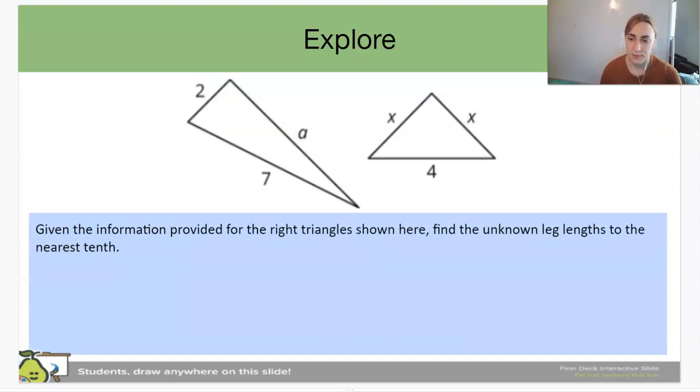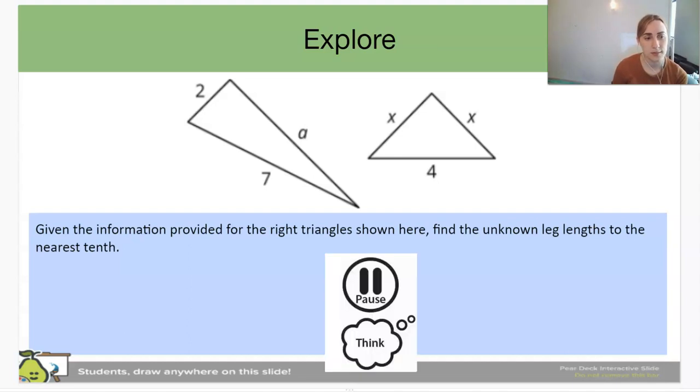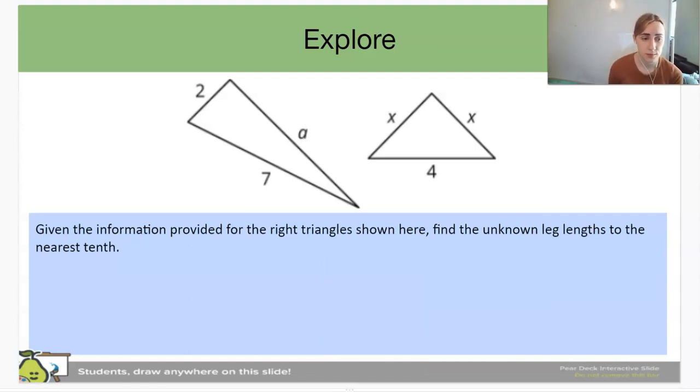So on slide B, we are looking at these two triangles, and given the information provided for the right triangle shown here, find the unknown leg lengths to the nearest tenth. So we're told that these are right triangles, and find our missing leg lengths. Pause and think. Once you've had enough time to do your thinking and come up with your answer, take a moment and make sure that you follow the directions about how to round your answer. You should be rounding the value to the nearest tenth.